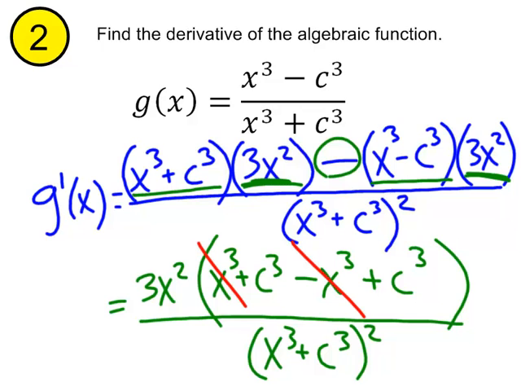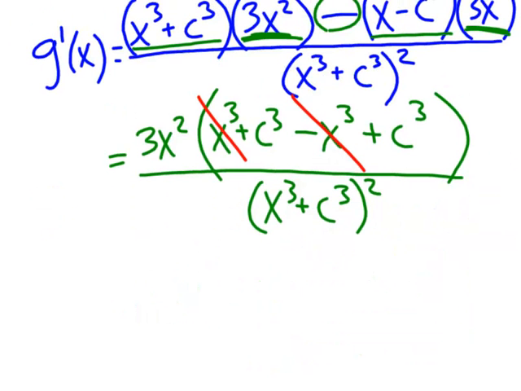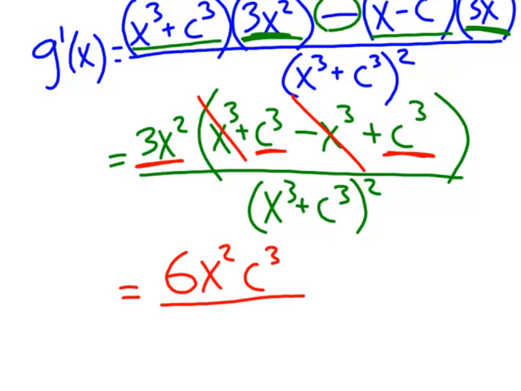So let's clear up a little room here and simplify. And believe it or not, we're almost done. That wasn't too bad. I've got 3x squared times c cubed plus another c cubed. That's 2c cubed, right? So 2c cubed times the 3x squared will give me 6x squared c cubed, all over x cubed plus c cubed squared. And again, that was our derivative.